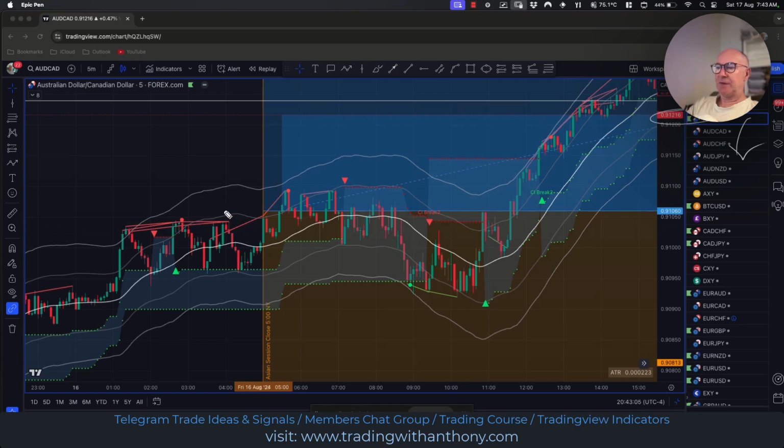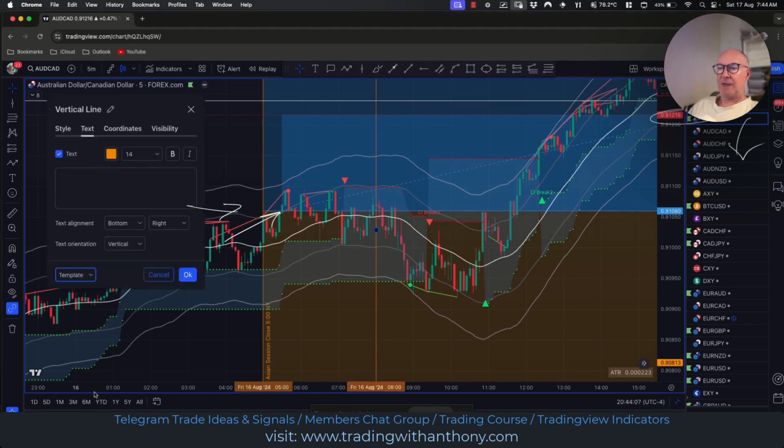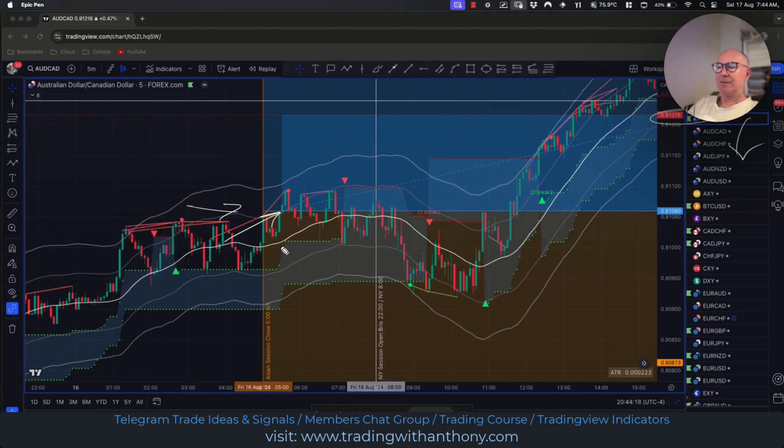This was opened through the London session. This was the Asia close, and we entered at this point. As we were approaching the New York Open, this hadn't moved all through the London session into the New York Open. And given the reluctance for this to move anywhere, I decided to shut it down.